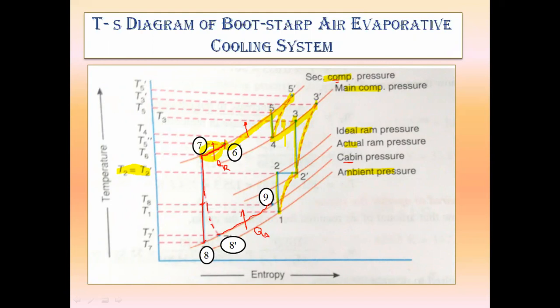So this is nothing but the line diagram of the bootstrap air cooling system and the bootstrap air evaporative cooling system, line diagram as well as TS diagram. So have you understood this bootstrap air evaporative cooling system? Is there any question or query related to it? If you have any question or query, you can ask me. Have you understood this system? Yes or no? Write in the chat box.